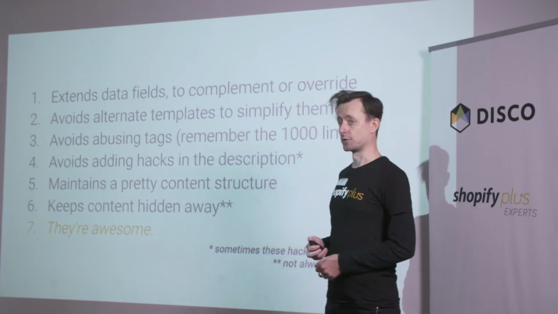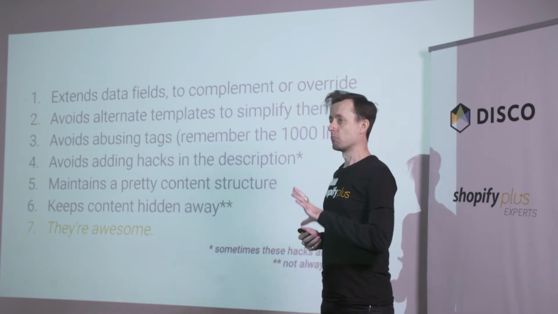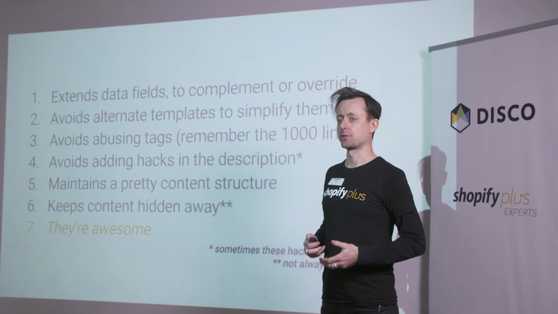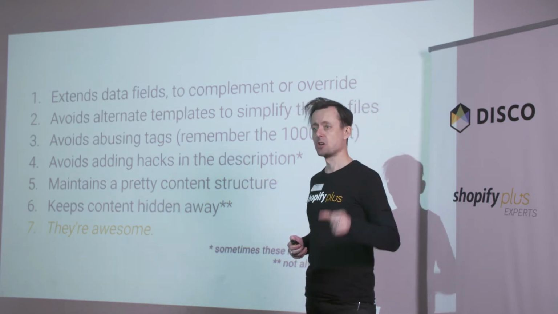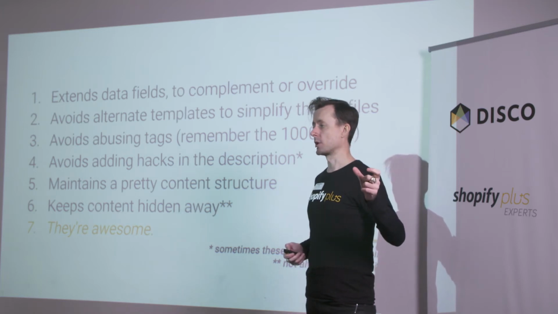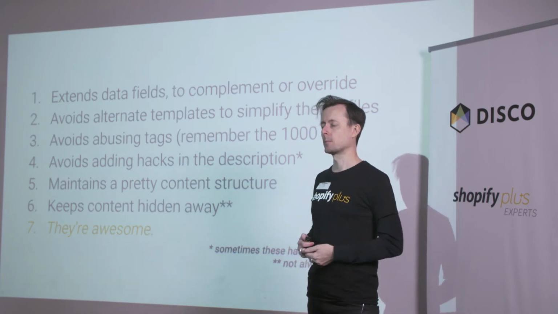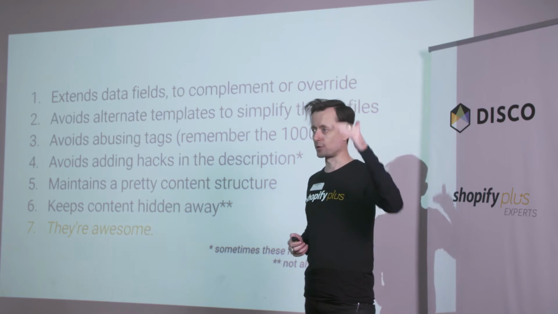Avoids adding hacks into the descriptions. Very simple process for doing extra information in the product description, for example. Throw some text in your description, put a little string in there, could be a HTML comment, put all your extra stuff below it, and then use Liquid to literally split the top and bottom parts.